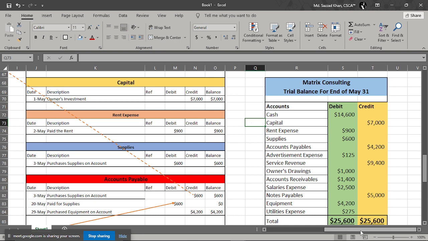Now the last thing we do from the trial balance is make the income statement, owner's equity, and balance sheet, right? Yes. Okay.